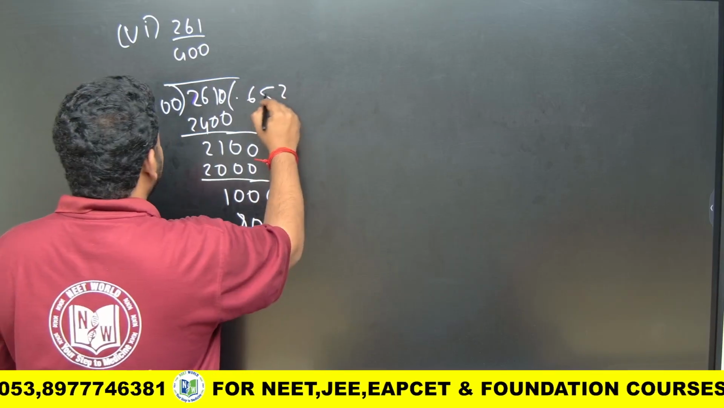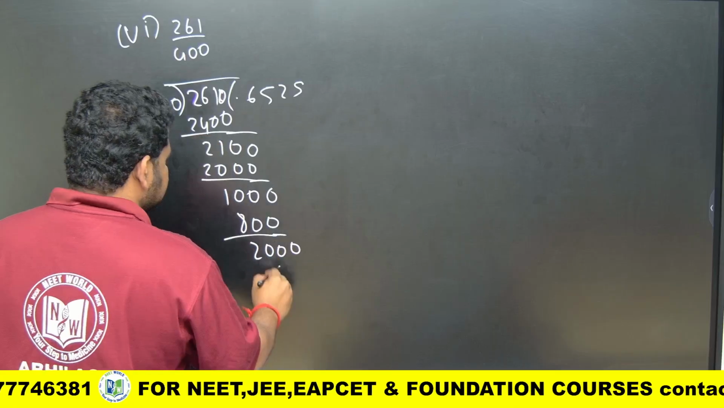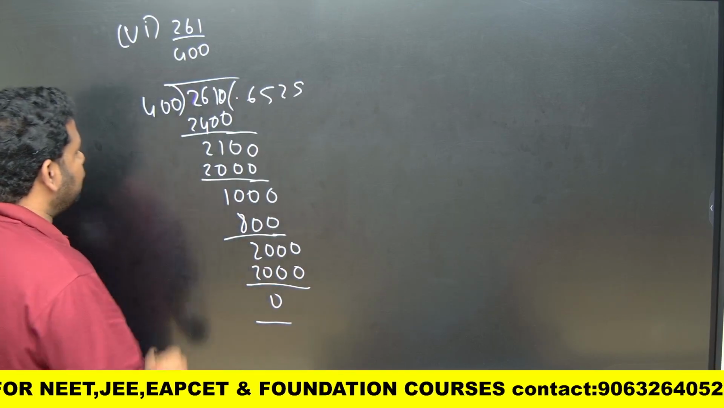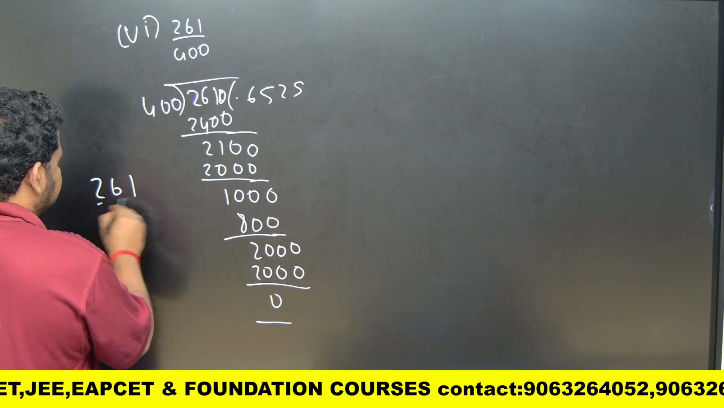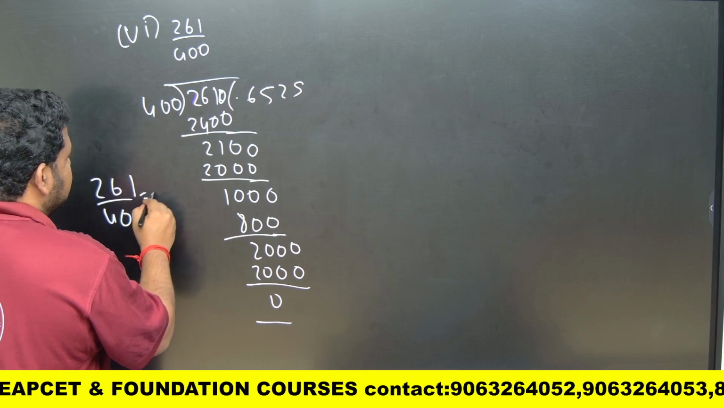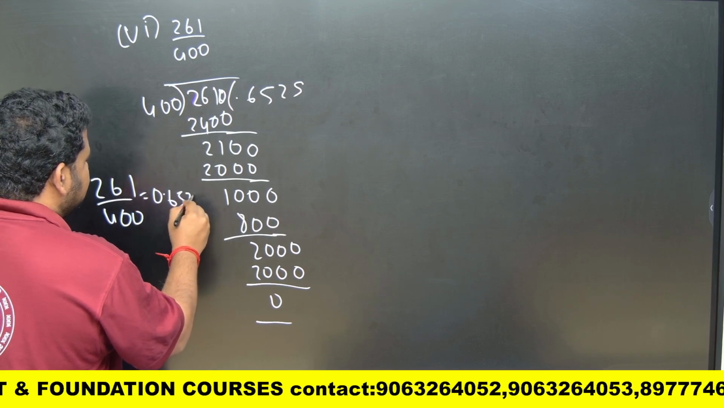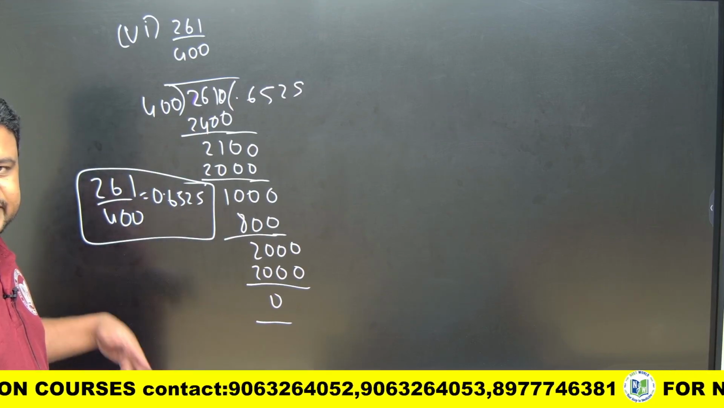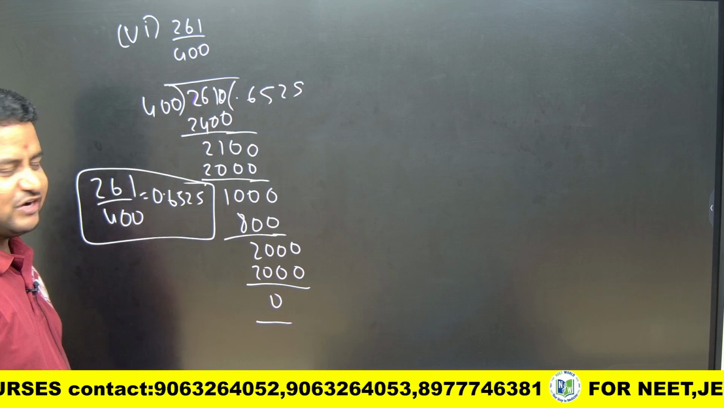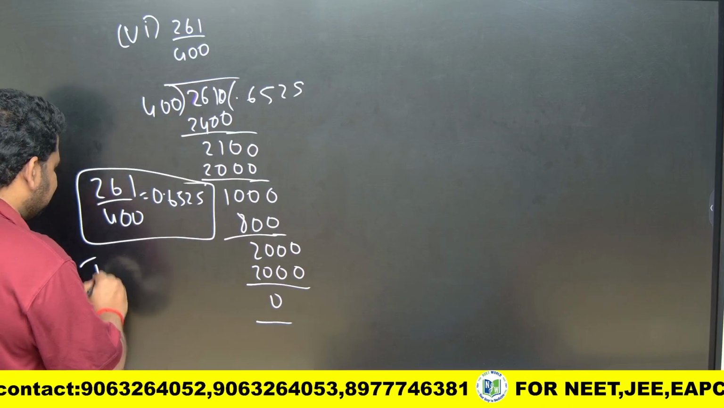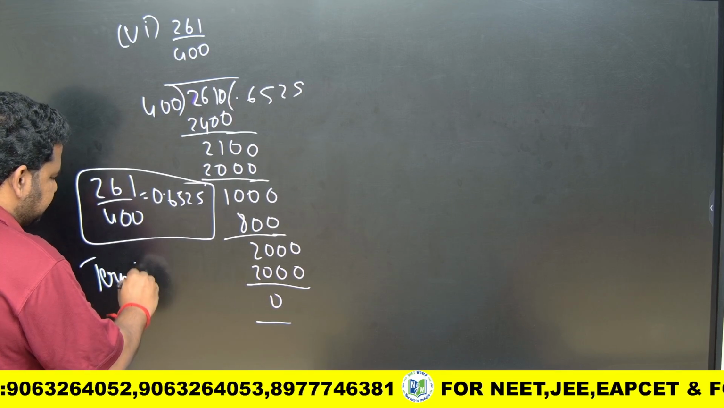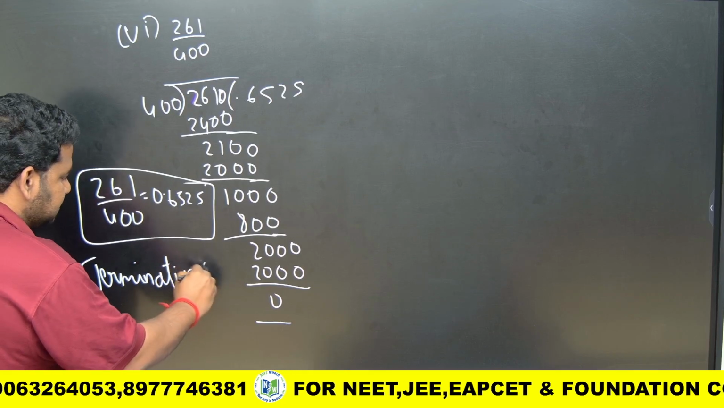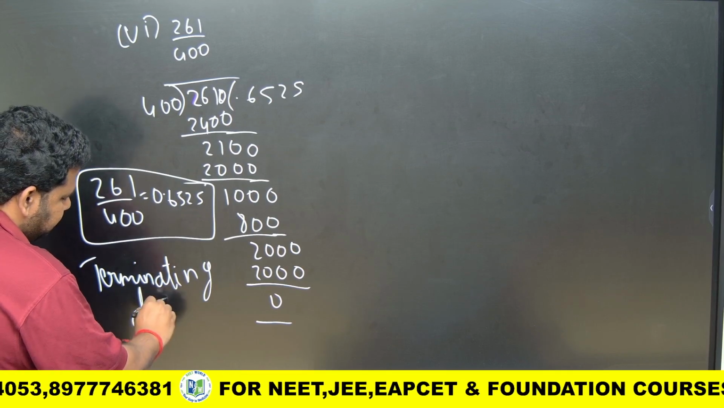So 5 into 400 is 0 0, 5 4s are 20. We got the remainder as 0. So what we got? 261 by 400 is equal to 0.6525. 0.6525 is the answer to this question. It is a terminating decimal. We got the perfect answer. It is ending at 0.6525, perfectly ending.